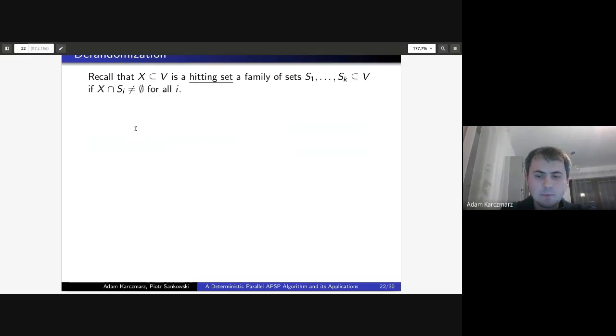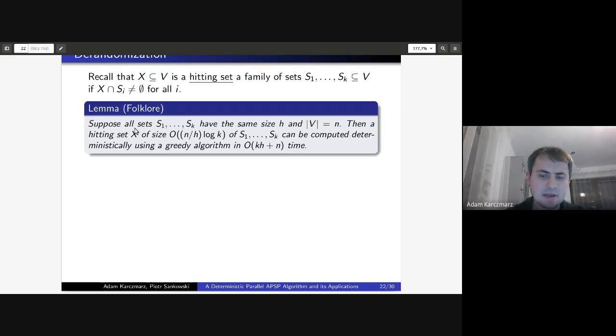To proceed, we will first need a simple deterministic algorithm for computing hitting sets. Recall that a subset X of V is a hitting set of a family of subsets S_1 to S_k of V if X has a non-empty intersection with all the sets of that family. Now if all these sets S_i have the same size H, then one can compute a hitting set of size (n over H) log k deterministically using a greedy algorithm. And the algorithm runs in linear time.